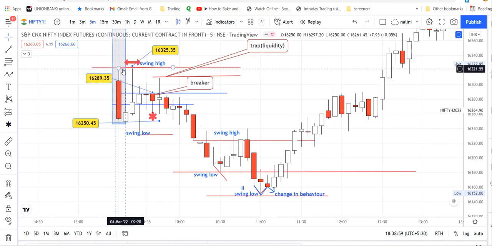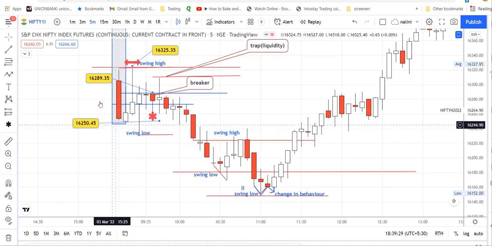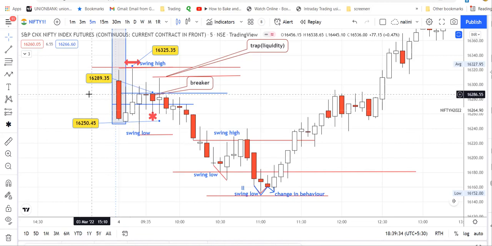So it made a high of 16,320 and a low of 16,250. In the next 5 minutes, you can see 5, 10, 15, 20, 25 minutes, the market started showing green candles. So you will be in confusion whether to go long or not.